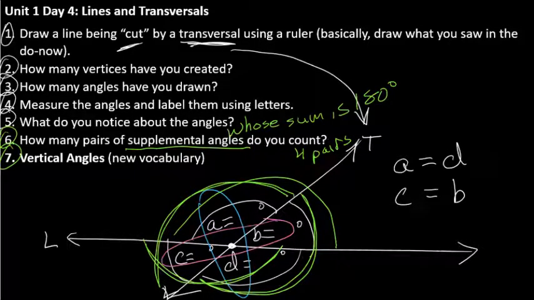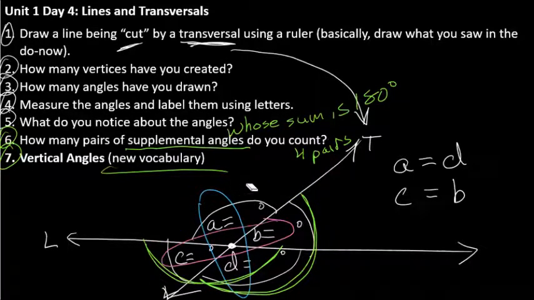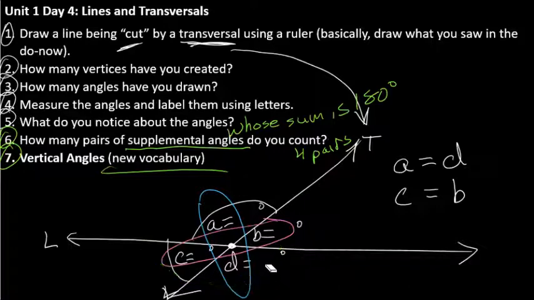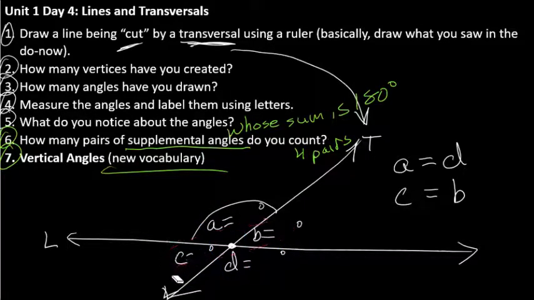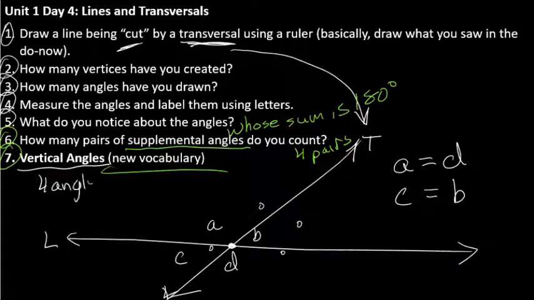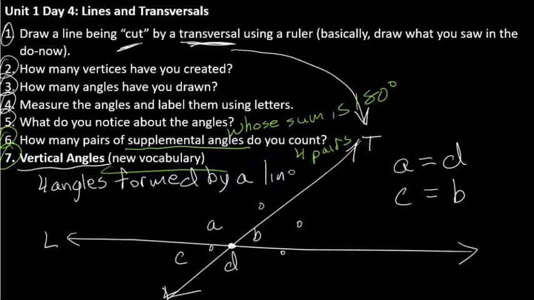So vertical angles, that's our new vocabulary. What I've drawn, this whole mess here, let me see if I can erase some of this and make it look not so terrible. What I've drawn here is a set of vertical angles. A set of vertical angles is 4 angles formed by a line being cut by a transversal.